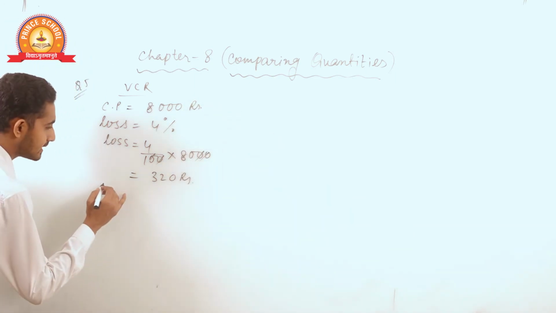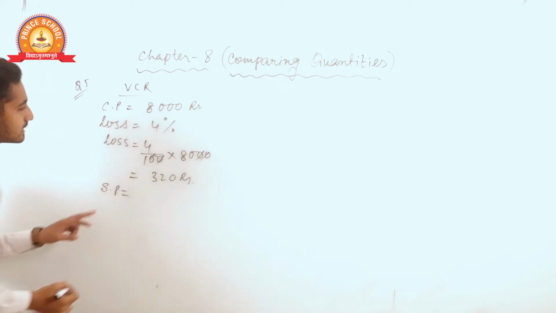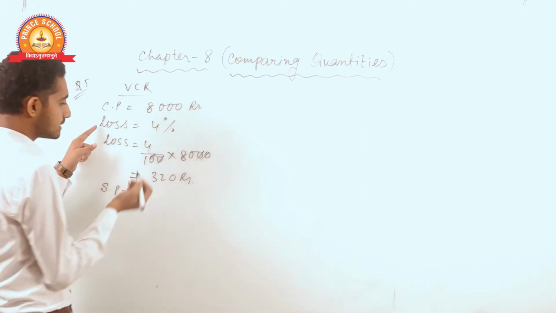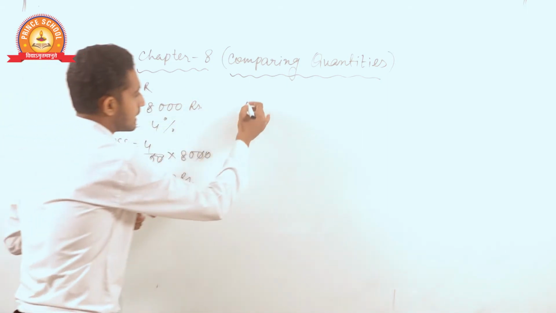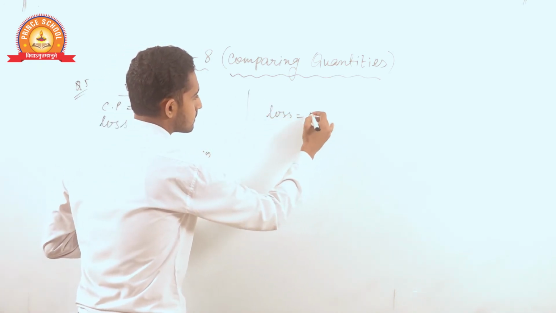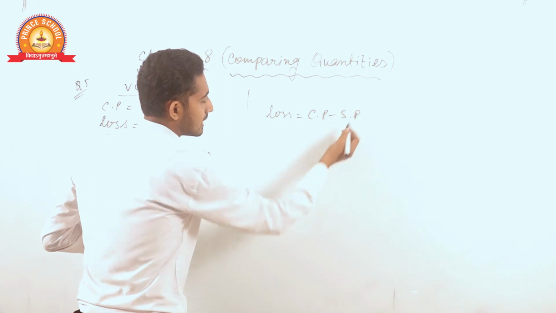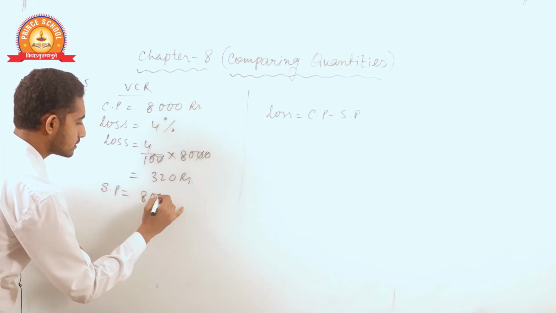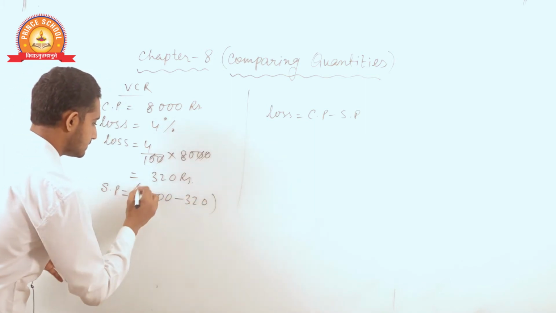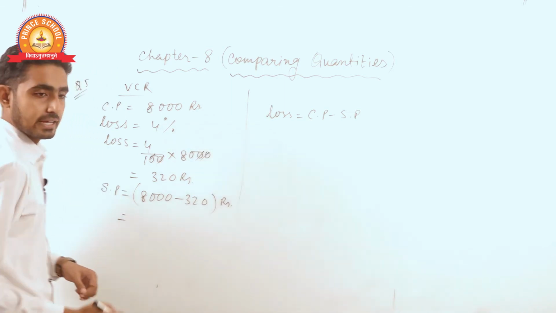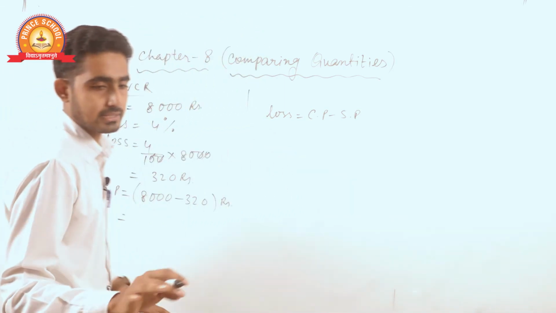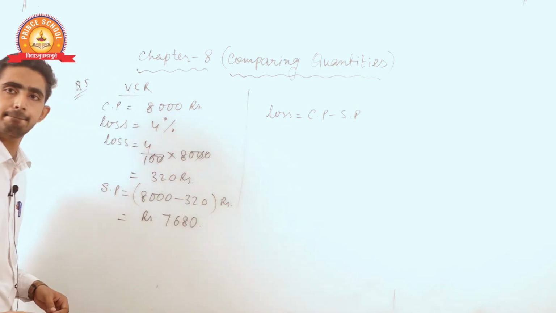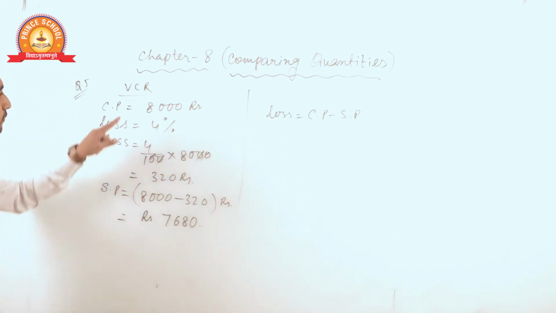Now we have to find out the selling price. What is the formula of loss? Loss is equal to cost price minus selling price. So selling price is equal to cost price minus loss. Cost price how many? 8,000 rupees minus 320 rupees. If you find out, then what is the answer? 7,680 rupees. Okay, that is the selling price of VCR.